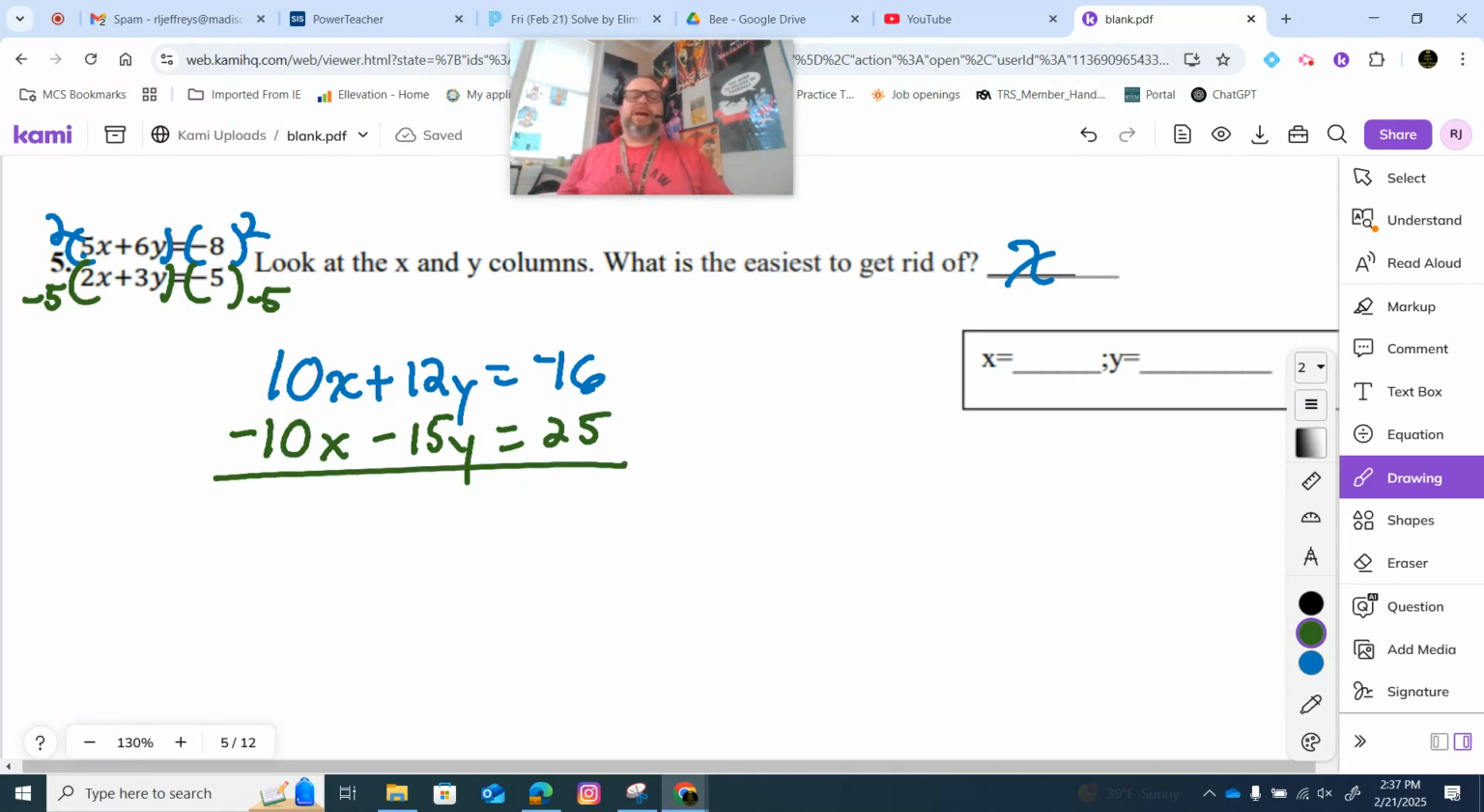All right, so I got my x's to cancel. 12y minus 15y is negative 3y. Now we would have got the same thing if we would have went my direction. Just a little bit more multiplication. This would be 9.